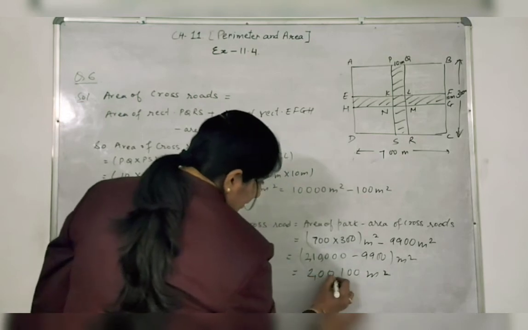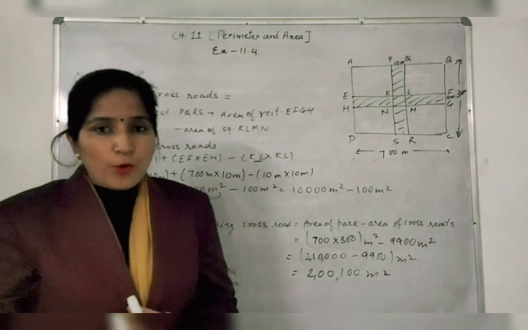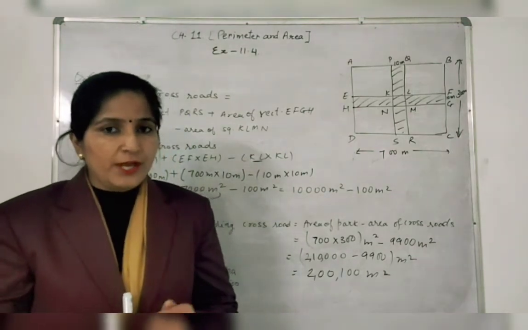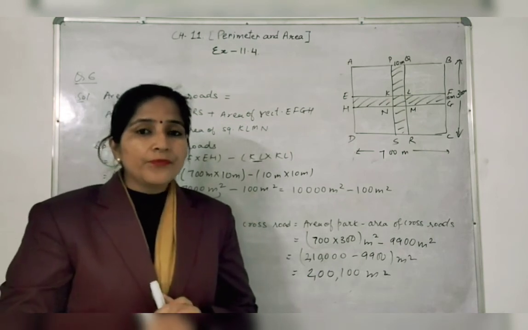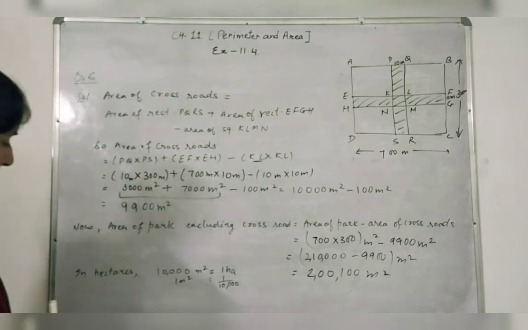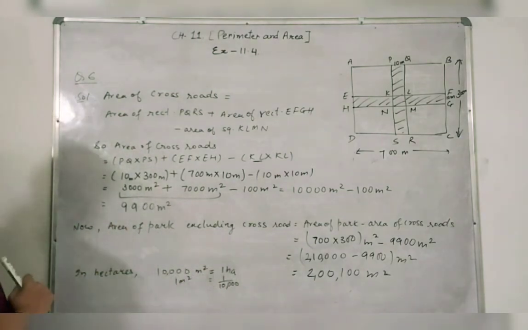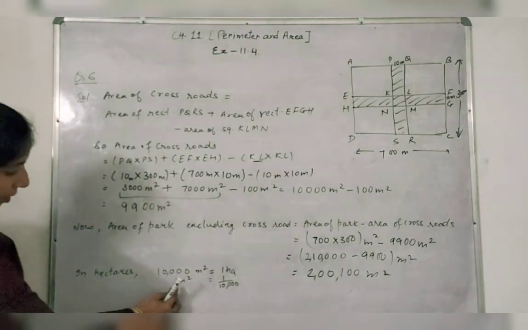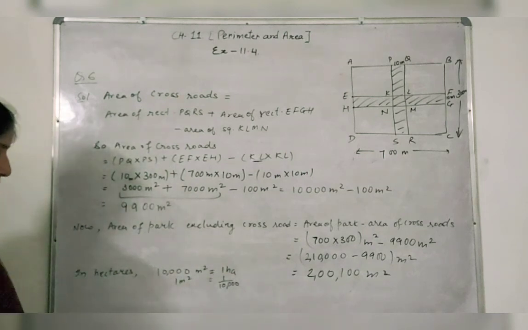So this is basically 2,00,100 meter square. Now this is not the end of the question. We should always read the question carefully. In the end it is asked the answer to be written in hectares. So as we have already discussed that 1 hectare is equal to 10,000 meters square. Now for 1 meter square, how many hectares? 1 meter square equal to 1 by 10,000.